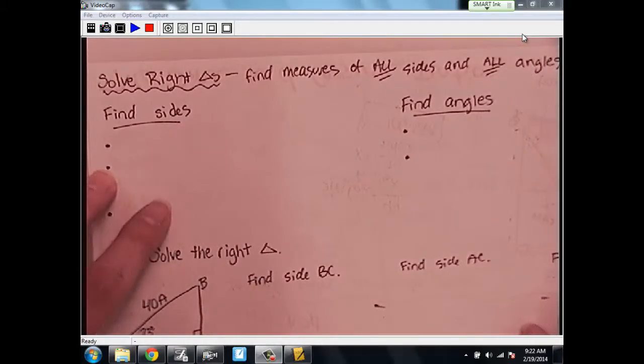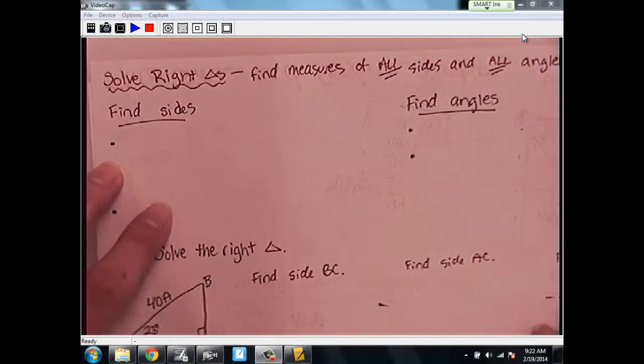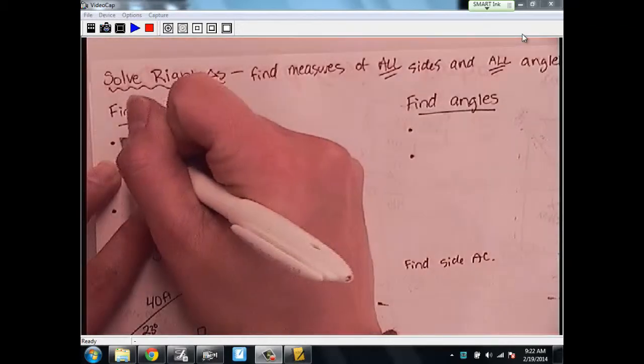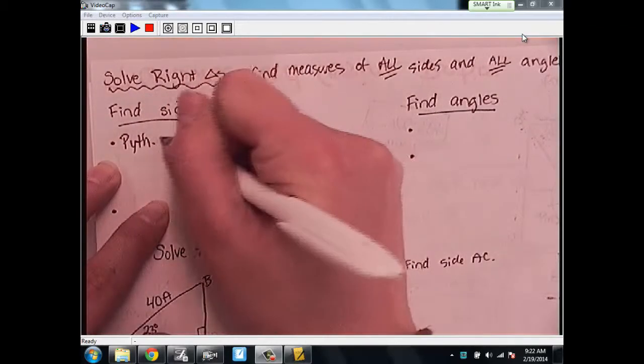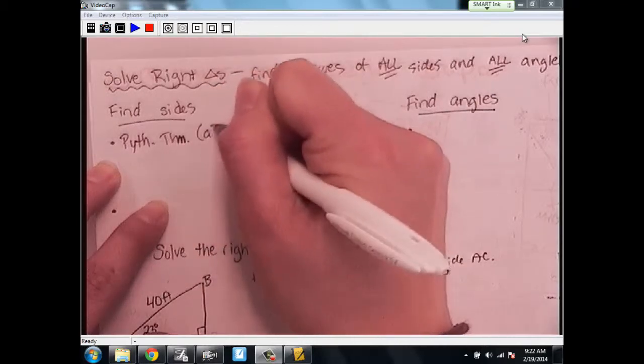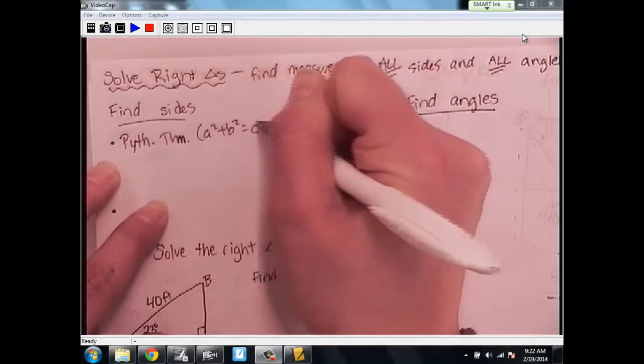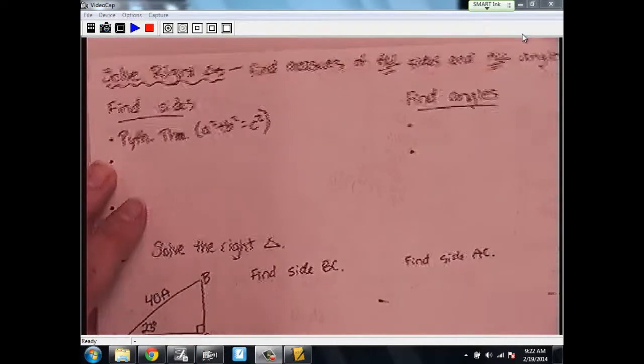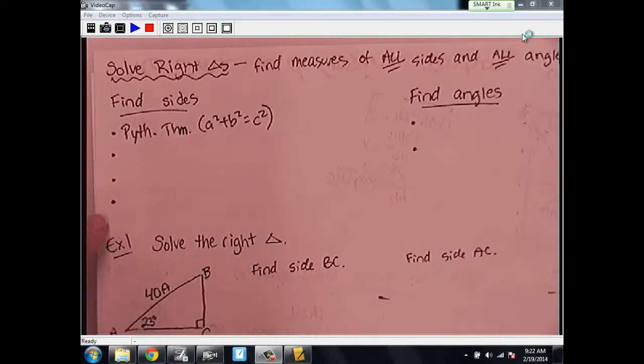So how do we find sides? At the start of chapter 7, if you knew two sides, how do we find the third? We use the Pythagorean theorem. What's the Pythagorean theorem say? A squared plus B squared equals C squared. So we can do that now. We can go back, we can do Pythagorean theorem.